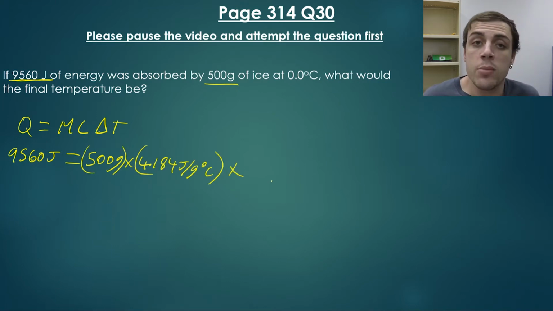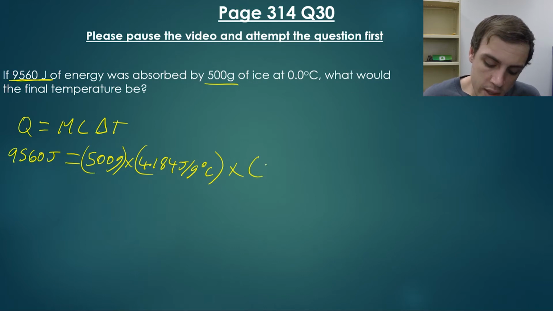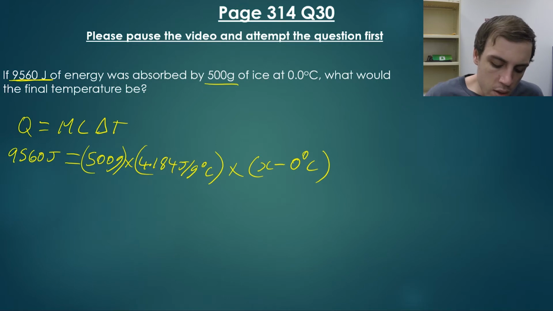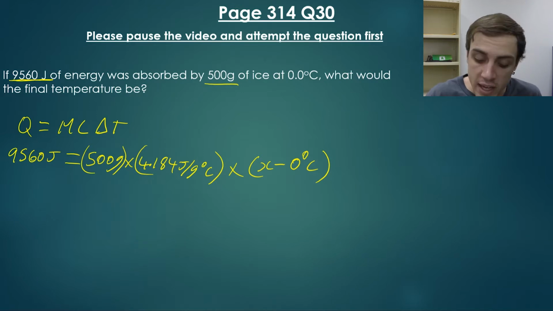So we know the final temperature is an unknown. So we go X and we subtract the initial temperature because we want the difference. So it's going to be minus 0 degrees Celsius. So we can rearrange this. So by moving the 500 over, the mathematical operation here is a multiply. So that's going to turn into a divide. And the same can be said for 4.184, so our specific heat.